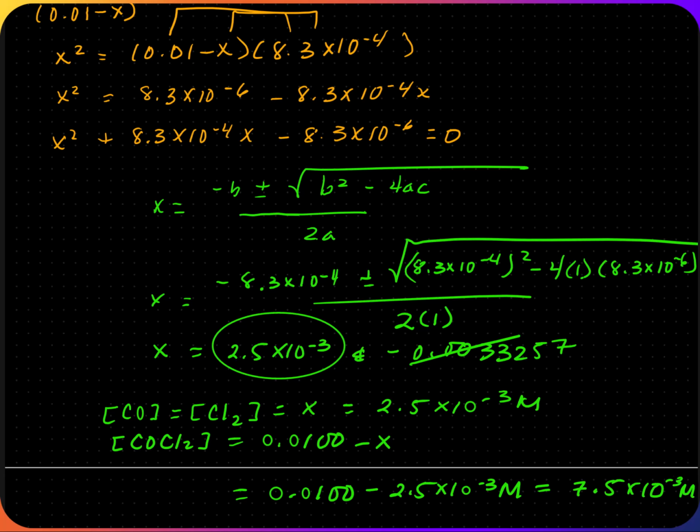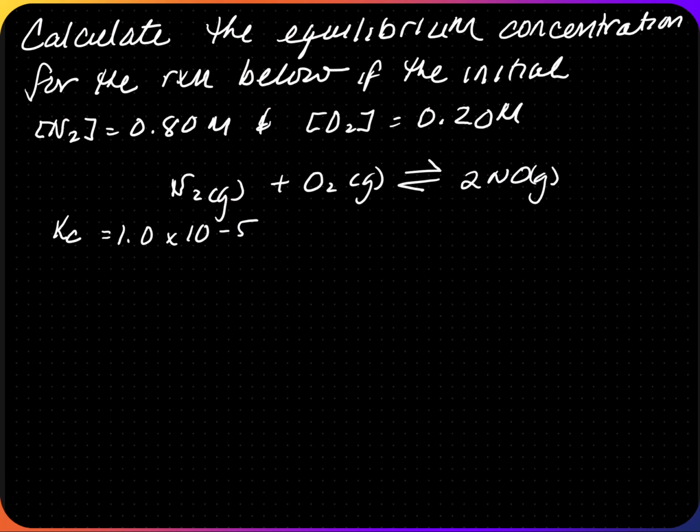When using the 5% rule, you must always check to see if it's valid. It is always x divided by the initial concentration times 100. The validity only works for less than or equal to 5%. If it is not valid, then you must redo the problem using the quadratic equation or the square roots of the squares. Pause the video, try this problem on your own, and then check your answer.